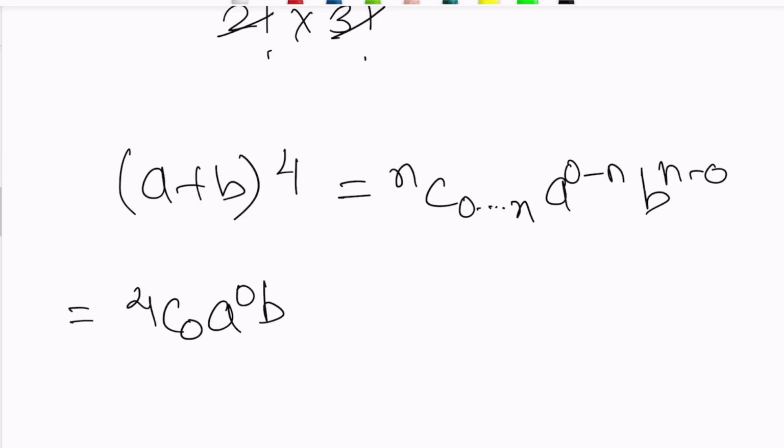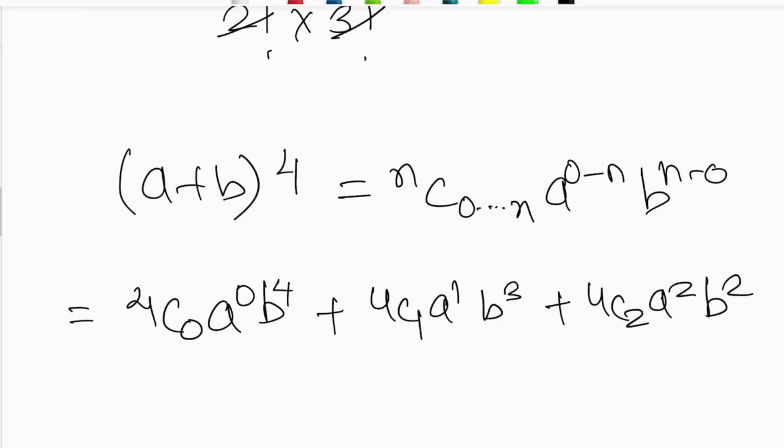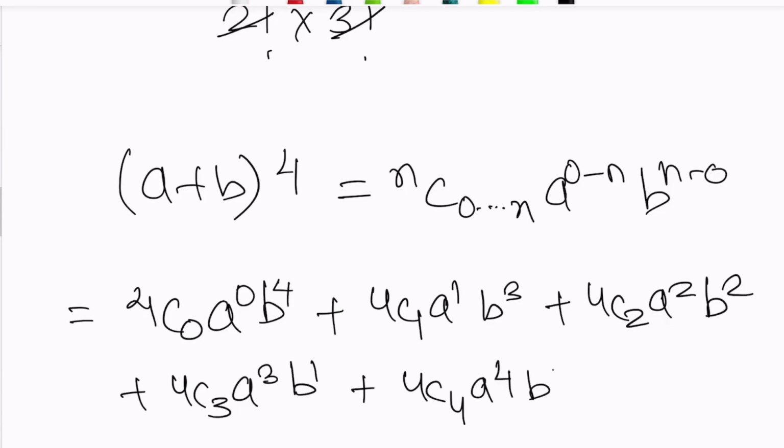4, plus 4C1, a raised to 1, b raised to 3, plus 4C2, a raised to 2, b raised to 2, plus 4C3, a raised to 3, b raised to 1, plus 4C4, a raised to 4, b raised to 0.